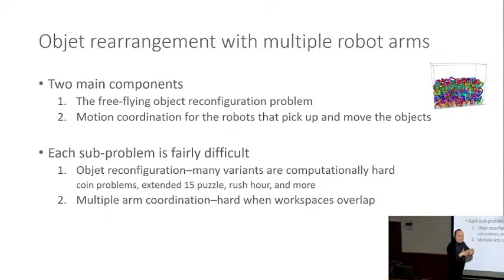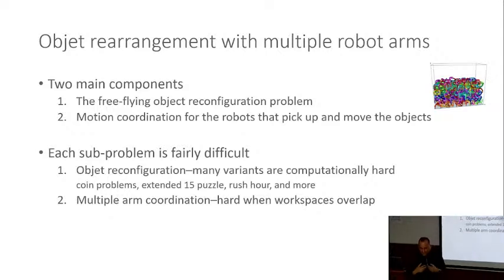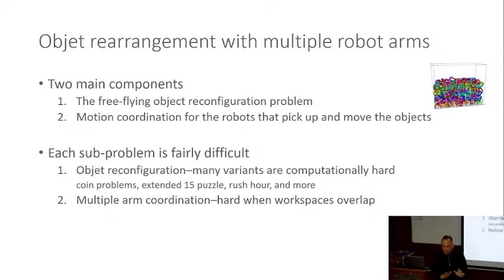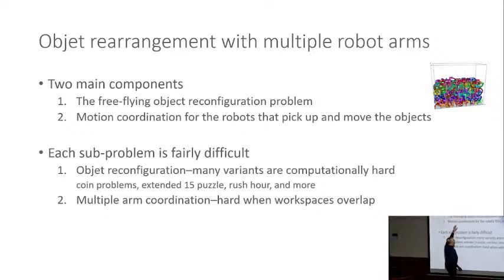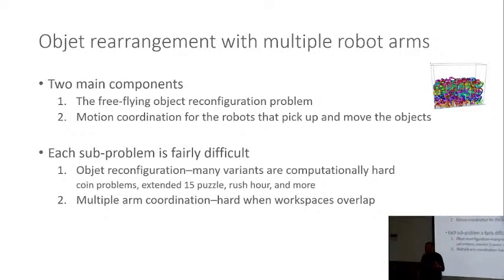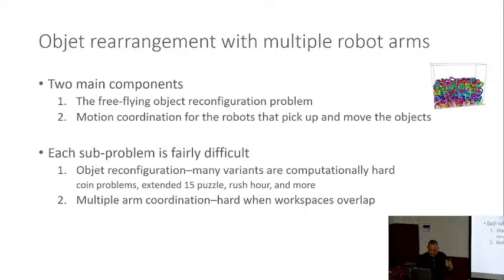First of all, I ignore the robots, and I'm planning a series of moves for the objects as if they move by themselves. We call it free flying. This is part one. Then you also need to coordinate the motions of the robots that carry out this transfer. Each of these problems is very hard.